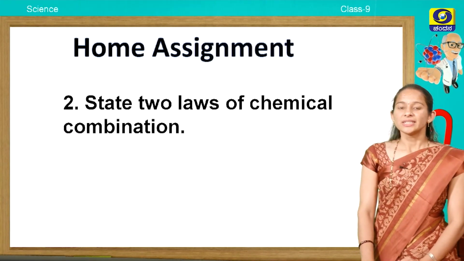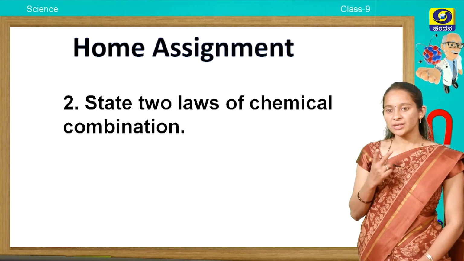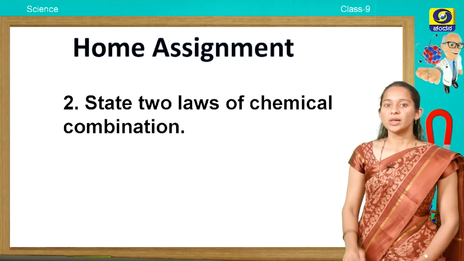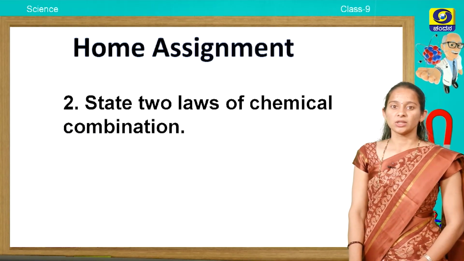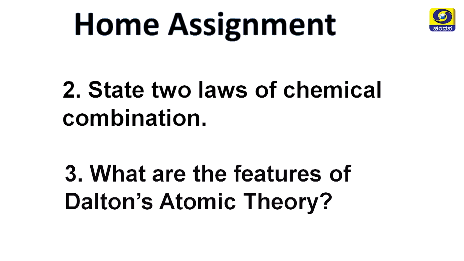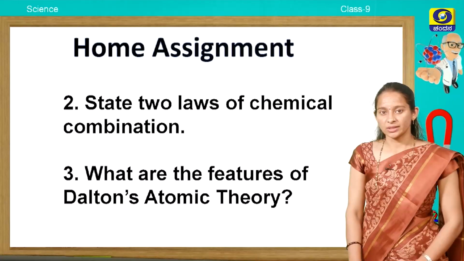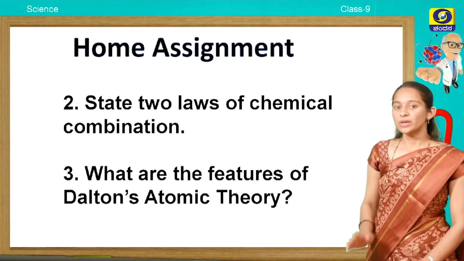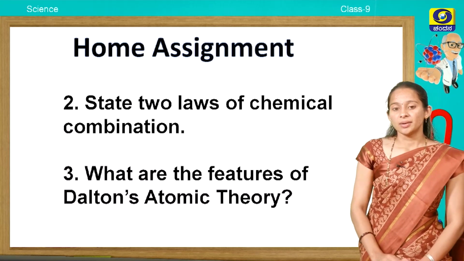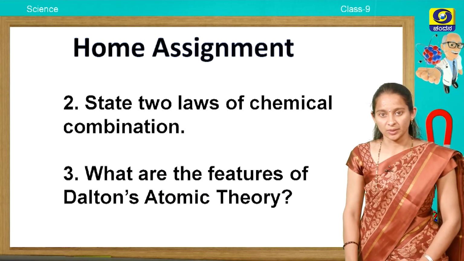Second question. State two laws of chemical combination. Two laws are there. First one, law of conservation of mass. Second one, law of constant proportions. You should give the statement of these two laws. Third question, what are the features of Dalton's atomic theory? From our understanding, we know that there are 6 features of Dalton's atomic theory. You should list down those 6 features of Dalton's atomic theory.